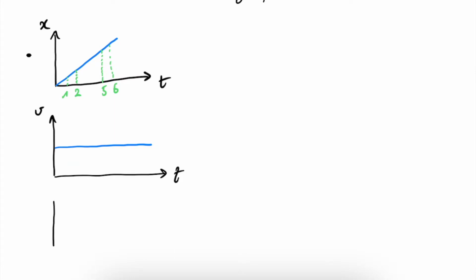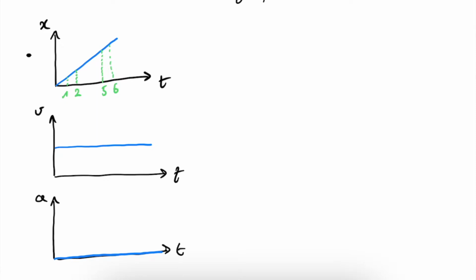What does this mean for our acceleration? It simply means that we don't have any acceleration, because the acceleration is the change of velocity. And if our velocity doesn't change, and we can see that here on this graph, then our acceleration will just be zero along the way. This is a very simple introductory exercise to show how these exercises are going to work.